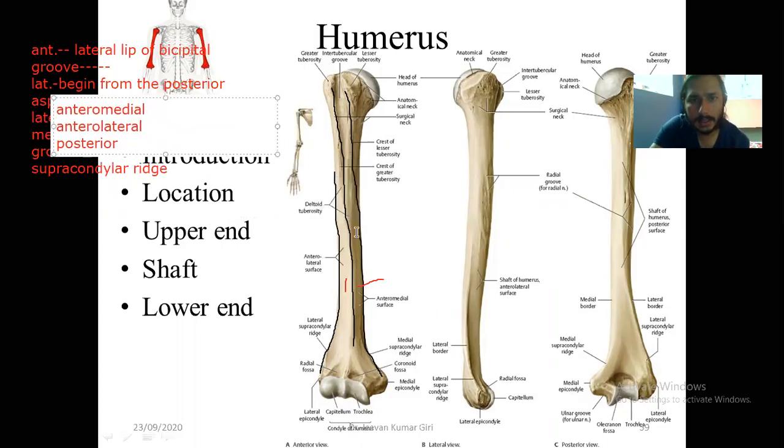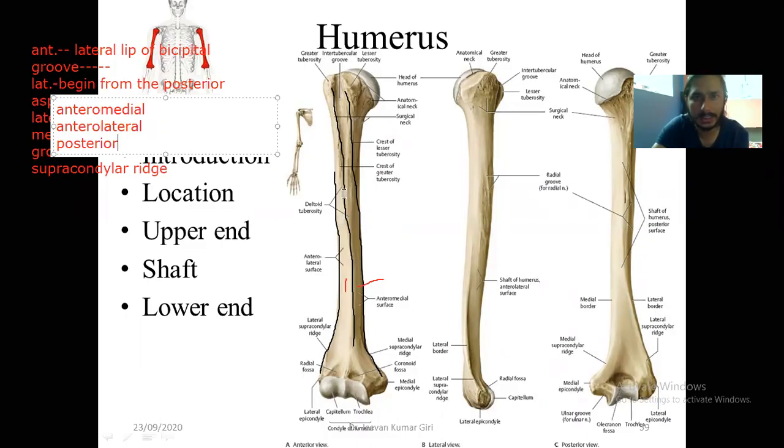So this is the anterior medial surface. This surface lies between the medial border and the anterior border. This whole surface is the anterior medial surface. And next is the anterior lateral surface. This surface lies between the anterior and the lateral border. So this is the anterior lateral surface.